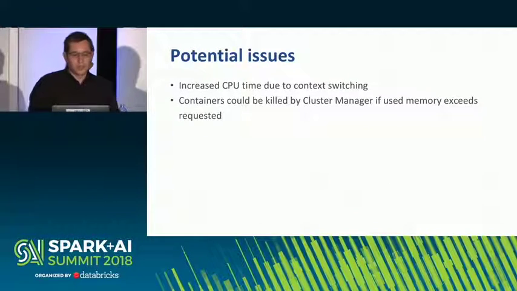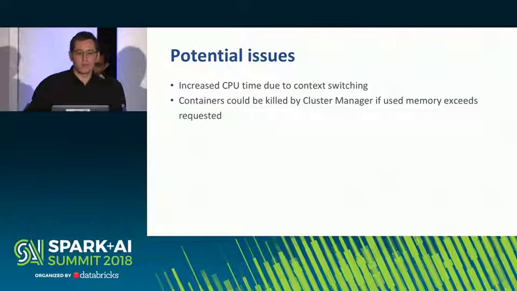So what are the potential issues? Because we are oversubscribing CPU, we can have an increased CPU time due to context switching. Let's say if you had four tasks running on four cores versus when you run those tasks on three cores, you will actually have more contention for the CPU, and you will have more context switching. And containers could also be killed by the cluster manager if used memory exceeds the requested amount of memory.